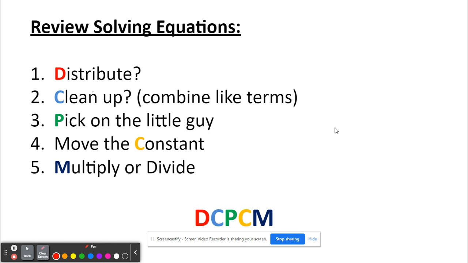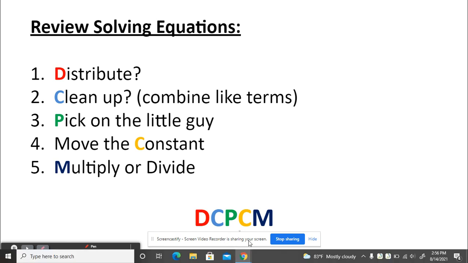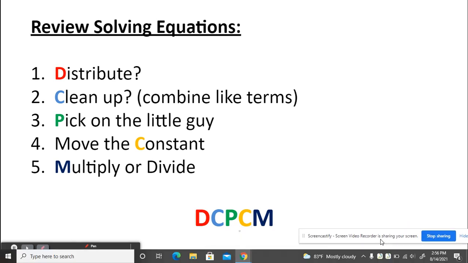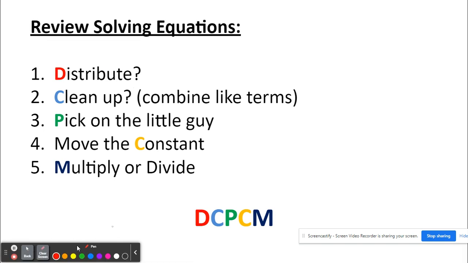So I use this method called DCPCM down here at the bottom. And this is actually, I didn't make this up. It's just something I found a couple of years ago, and I really find it to be the most beneficial way. Now, if you have another method that is helpful to you, then by all means use that. But this is just one that I think is a helpful tool.